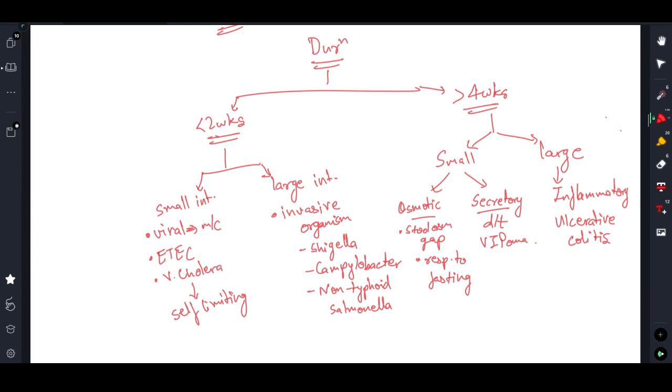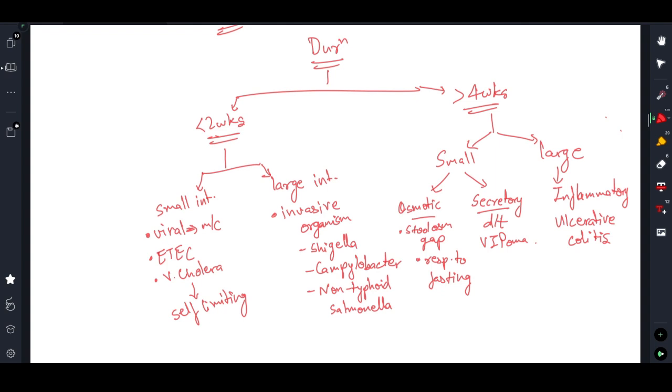But if the acute presentation is of large intestinal diarrhea, then the cause is a bit concerning, and that is invasive organism, right? So there might be invasion of the lining of large intestine. And what are those organisms? It can be either Shigella, it can be Campylobacter, or it can be non-typhoid Salmonella.